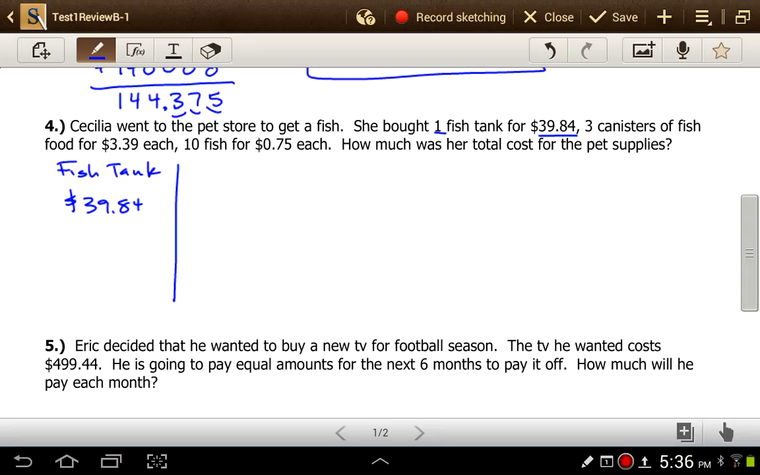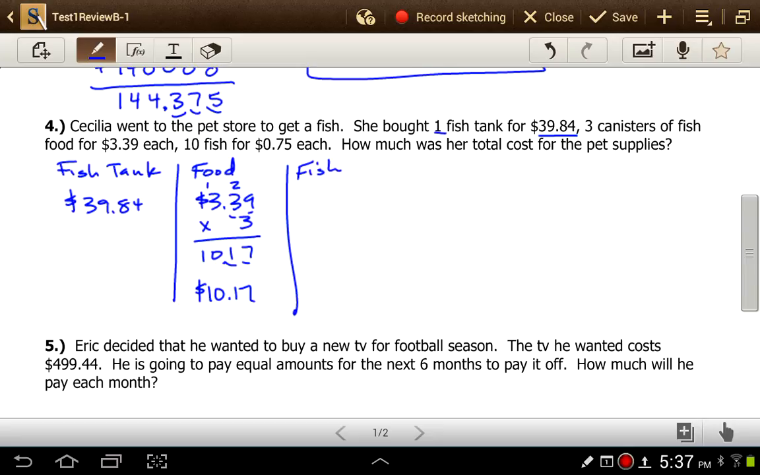The next thing is the food. So I have 3 canisters for $3.39. So I'm going to do $3.39 times 3. 3 times 9 is 27, put the 7, carry the 2, that's 9, 11, put the 1, carry the 1, and that's 9 plus 1 is 10. Next, that's it, so I have 1, 2 behind, so that is $10.17.